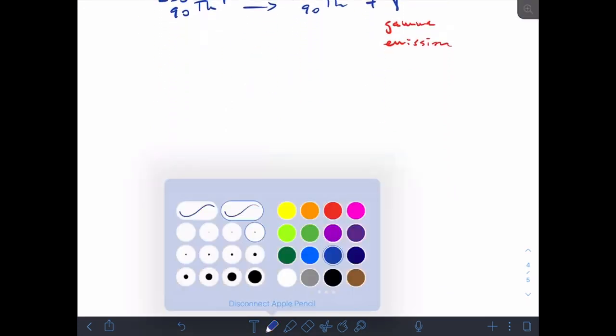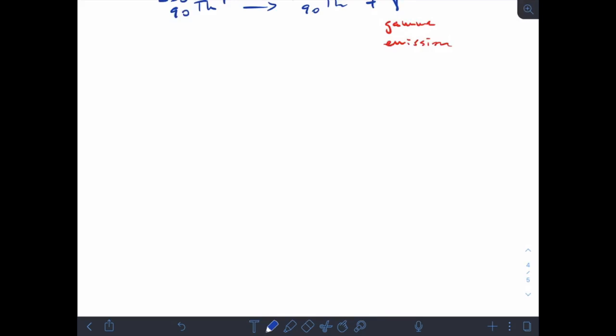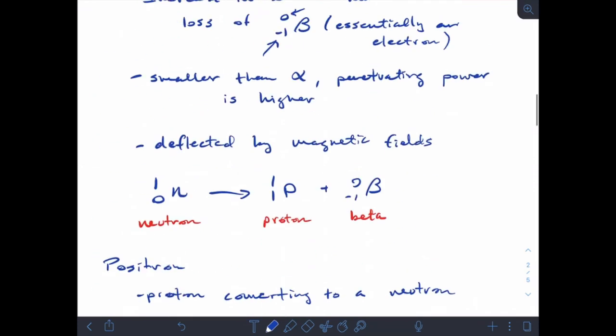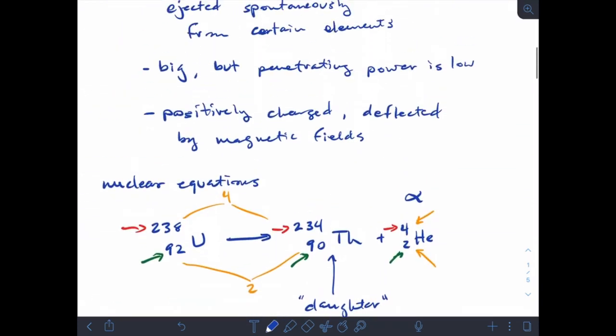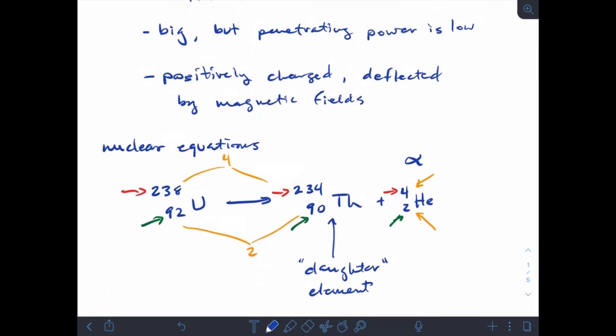Right. So that pretty much does it for our nuclear equations. So let's just do a quick little recap of some of this stuff. So with alpha emission, we see a change in the mass number. That mass number will go down by 4, and our atomic number will go down by 2 as a result of that alpha particle.